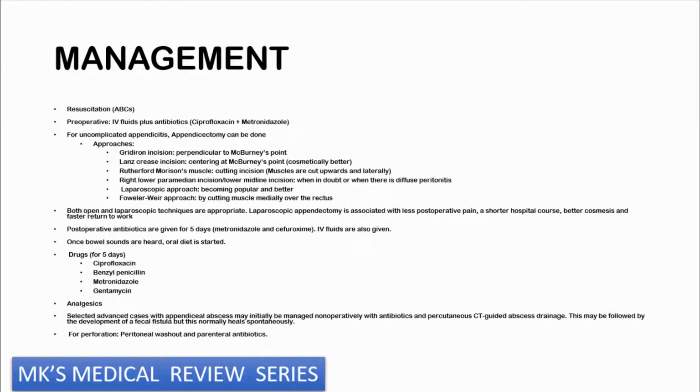Then Rutherford Morison's muscle cutting incision. So the muscles are cut upwards and laterally. You may also perform a right lower paramedian incision or a lower midline incision when you're of course in doubt and when you think that there may be diffuse peritonitis. You may also do it laparoscopically, which is becoming much more popular and a better option.